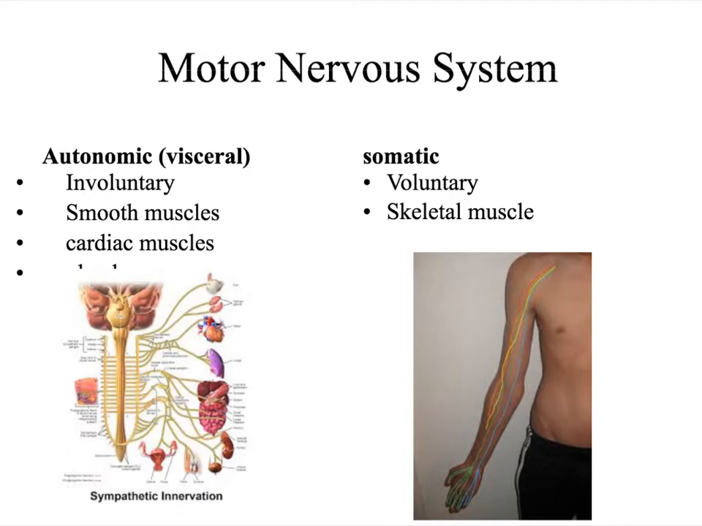The motor nervous system can be divided into the autonomic system or the somatic system. I always tell students when you hear the term autonomic, you should think automatic. The autonomic system, sometimes referred to as the visceral nervous system, is totally involuntary. You've got no control over these nervous impulses. These nervous cells will control the smooth muscles, which you'll find around the hollow organs such as the respiratory tract, digestive tract, reproductive tract, urinary tract, and also the cardiac muscle cells obviously found in the heart. The somatic nervous system is voluntary, and it controls the skeletal muscle.